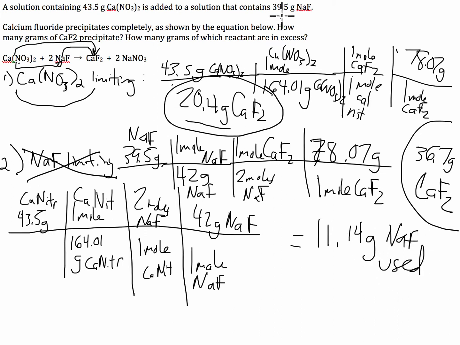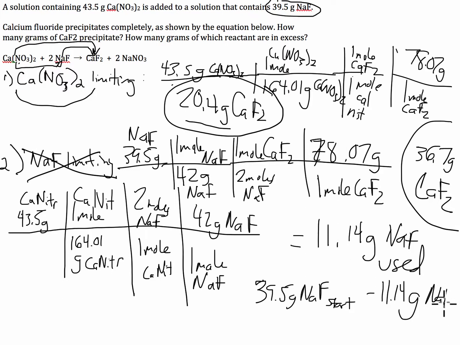I started with 39.5 grams of sodium fluoride. So 39.5 grams of sodium fluoride starting minus 11.14 grams of sodium fluoride used. 39.5 minus, we'll just call it 11.1. That means 28.4 grams of this remain.